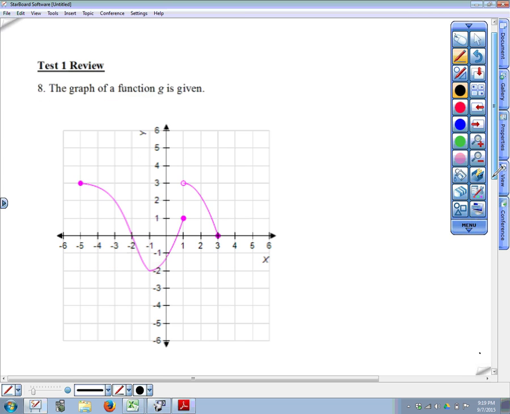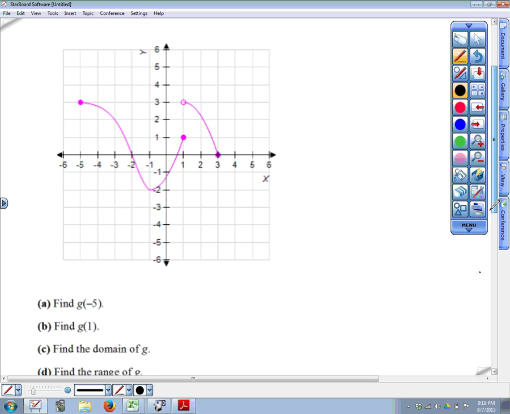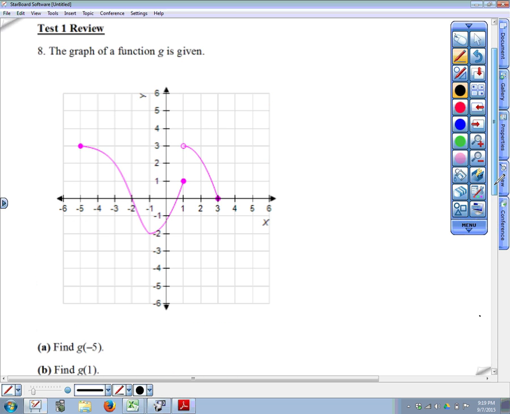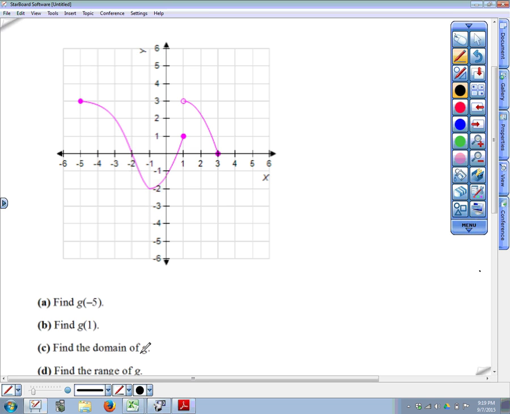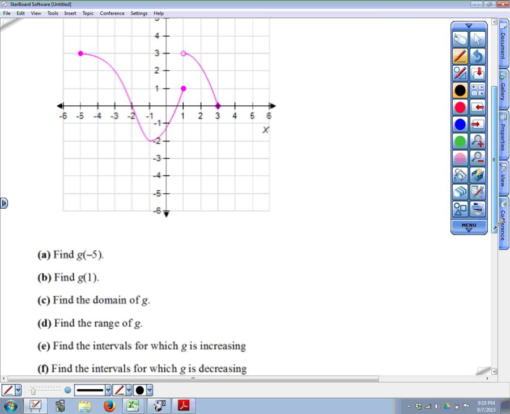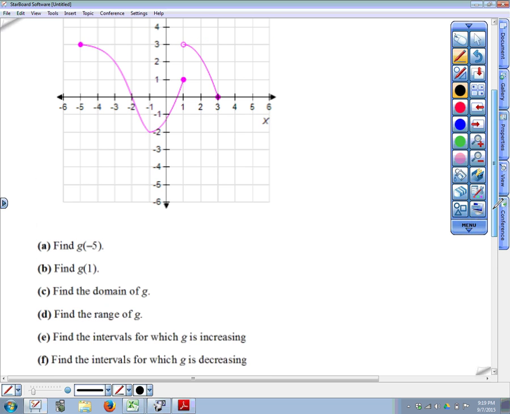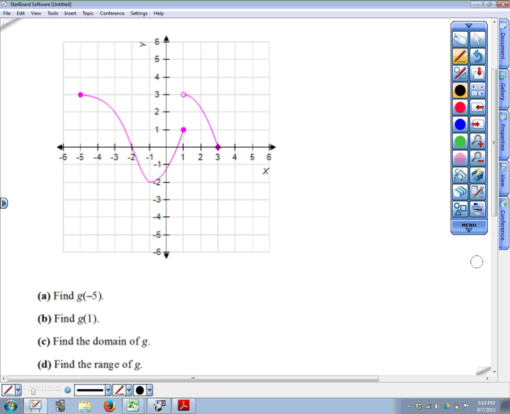Now question 8 is from section 2.3. Getting information from the graph of a function. In 2.3 we talked about evaluating a function graphically, finding domain and range on a graph, finding the intervals of increasing and decreasing. So evaluating a function graphically, I think it's quicker than evaluating a function algebraically. Normally, if you were to evaluate g of negative 5, you would place negative 5 into the equation of the function and try to find it that way. But graphically it's much easier.